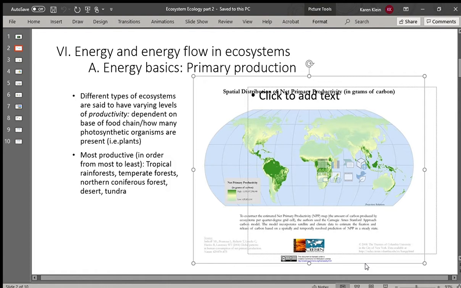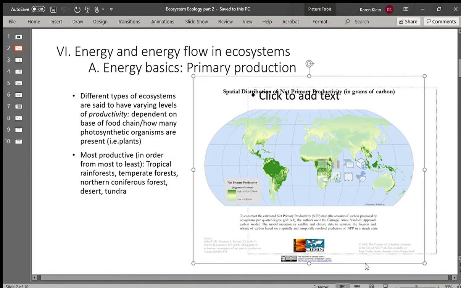And where you have more photosynthetic organisms, more plants, or also more phytoplankton, although we're concentrating here on terrestrial ecosystems, you have more of an ability to fix that energy from the sun and turn it into usable energy for the food chain levels above that. And where more of this is taking place is what we would then term as being more productive.